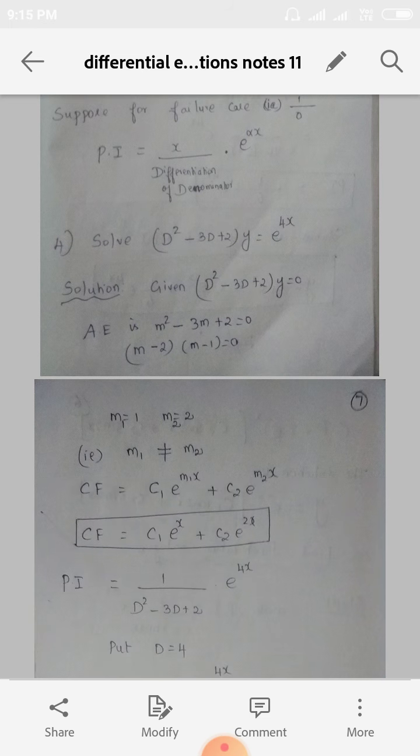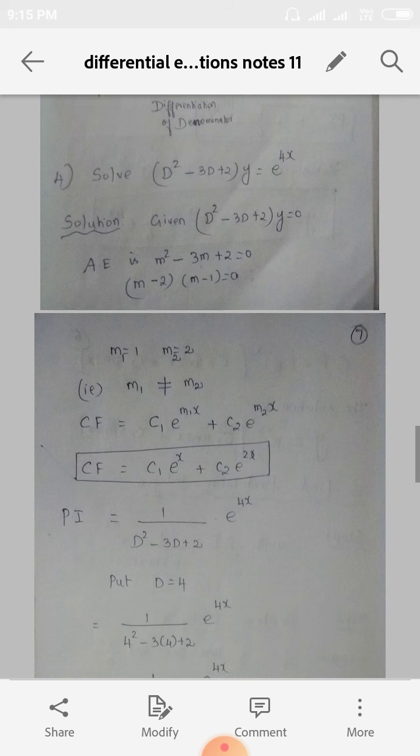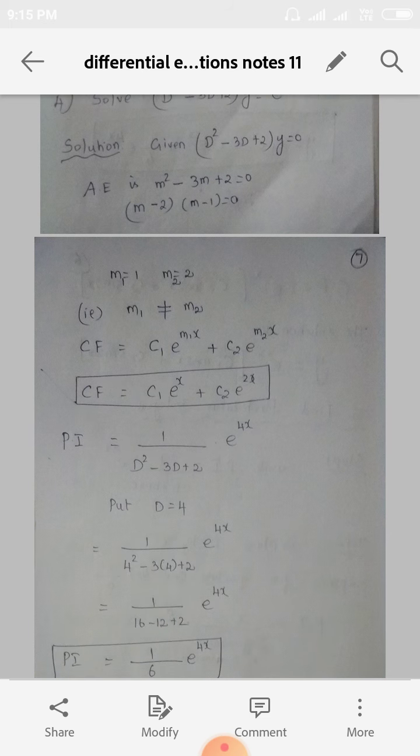See the problem, girls. Solve D square minus 3D plus 2 of y is equal to e power 4x. Therefore, the right hand side is given and we have to find the particular integral. First, we have to find the complementary function. Up to the complementary function it is the same procedure: write the given equation and the auxiliary equation, find the roots and check whether the roots are real and equal, real and not equal, or imaginary.